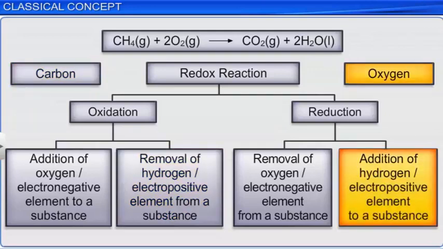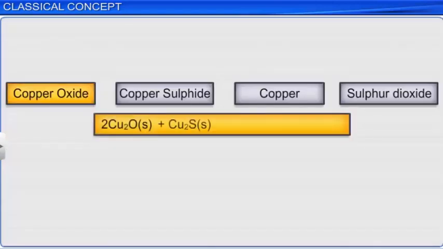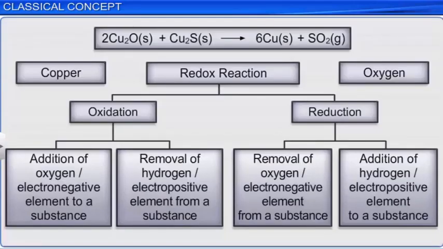In the final example, we will see a redox reaction between copper oxide and copper sulfide. Copper oxide reacts with copper sulfide to give copper and sulfur dioxide. In this reaction, oxygen, an electronegative element, is removed from copper oxide, and copper, an electropositive element, is removed from copper sulfide.